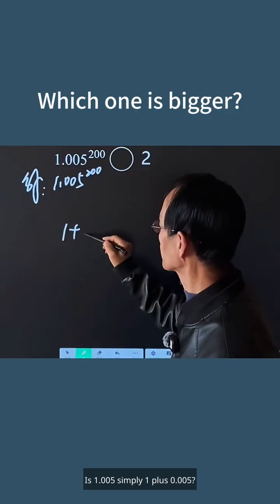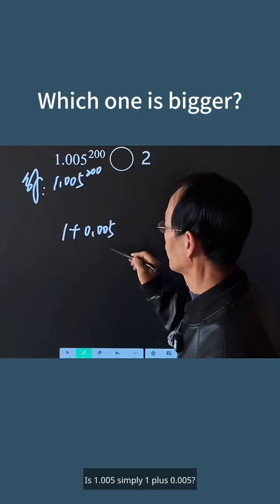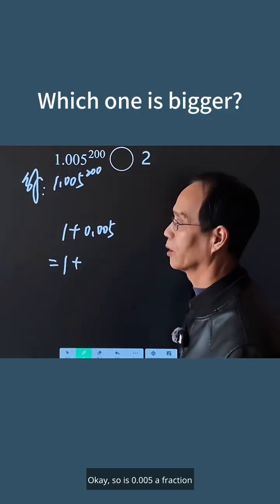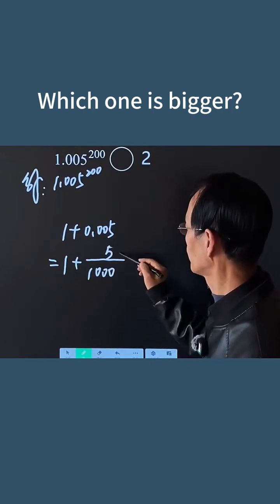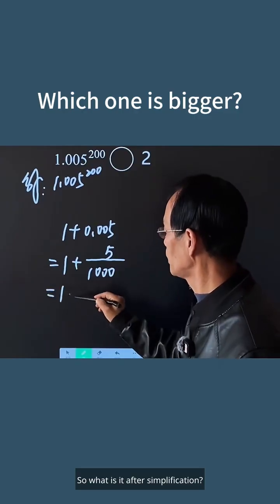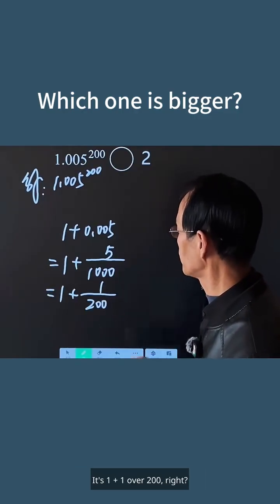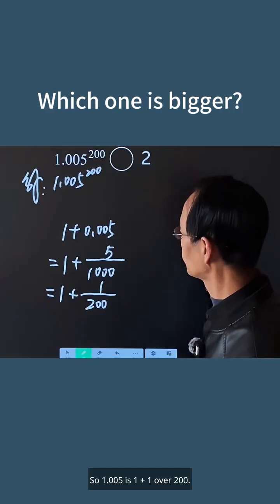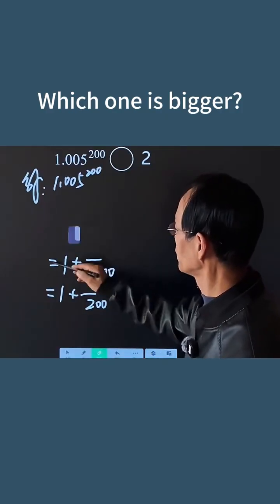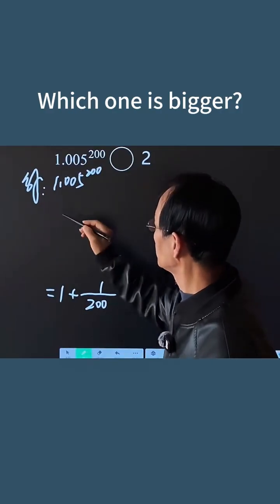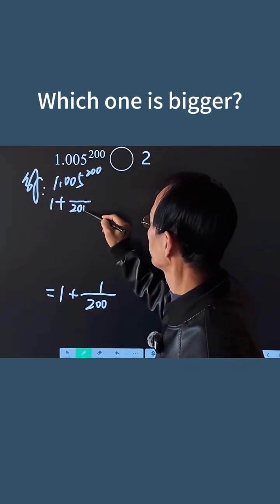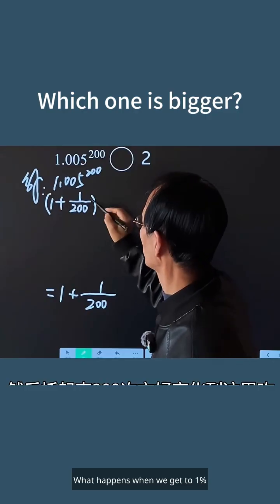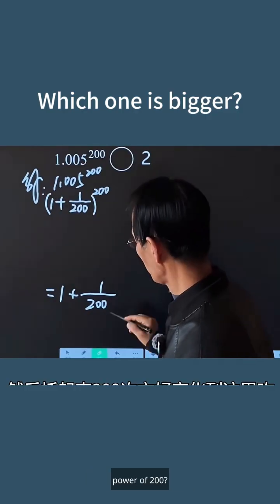Is 1.005 simply 1 plus 0.005? Okay, so is 0.005 a fraction of 5 over 1,000? So what is it after simplification? It's 1 plus 1 over 200, right? So 1.005 is 1 plus 1 over 200. We can write it directly as 1 plus 1 over 200, and then raise it to the power of 200.